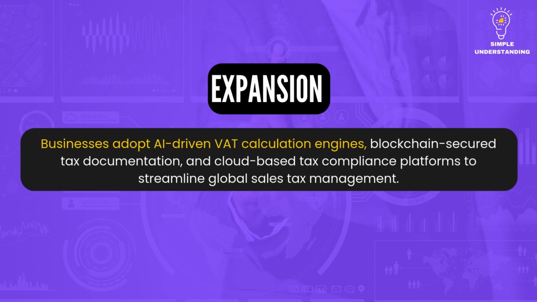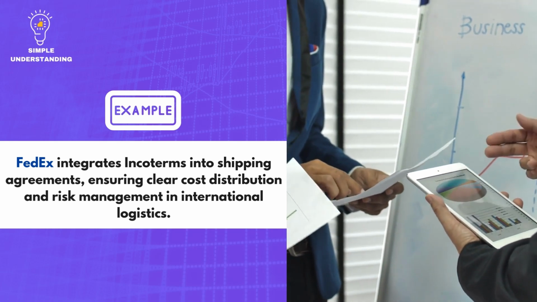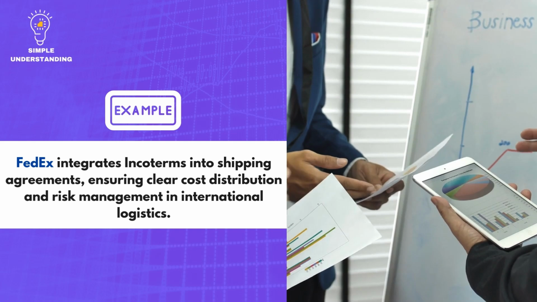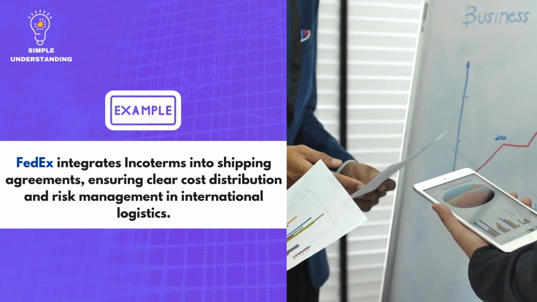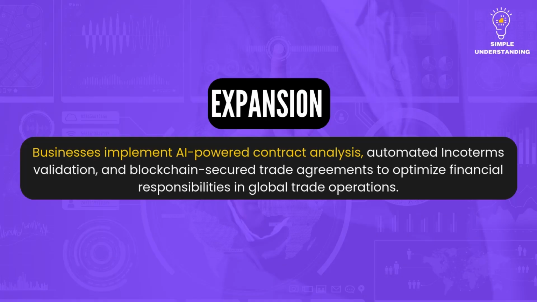6. Incoterms and financial responsibilities. Explanation. Incoterms define financial obligations, determining cost allocation, risk transfer, and payment terms in global trade transactions. Real company example. FedEx integrates Incoterms into shipping agreements, ensuring clear cost distribution and risk management in international logistics. Expansion. Businesses implement AI-powered contract analysis, automated Incoterms validation, and blockchain-secured trade agreements to optimize financial responsibilities in global trade operations.